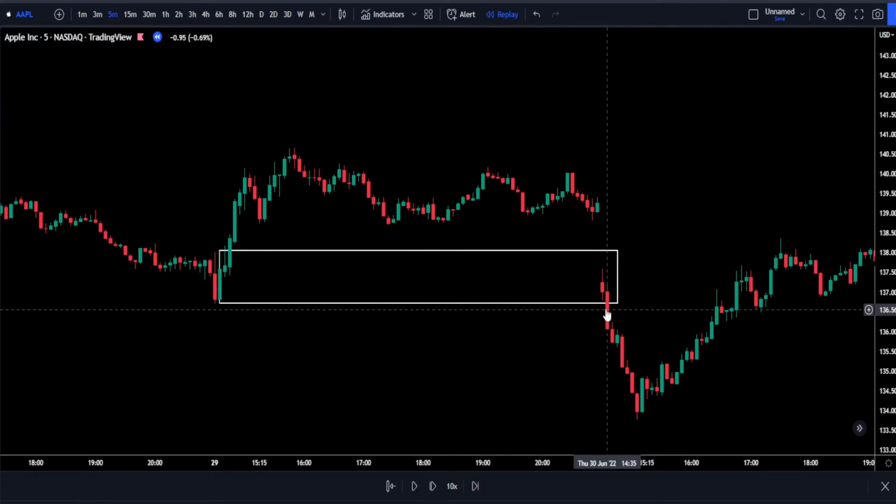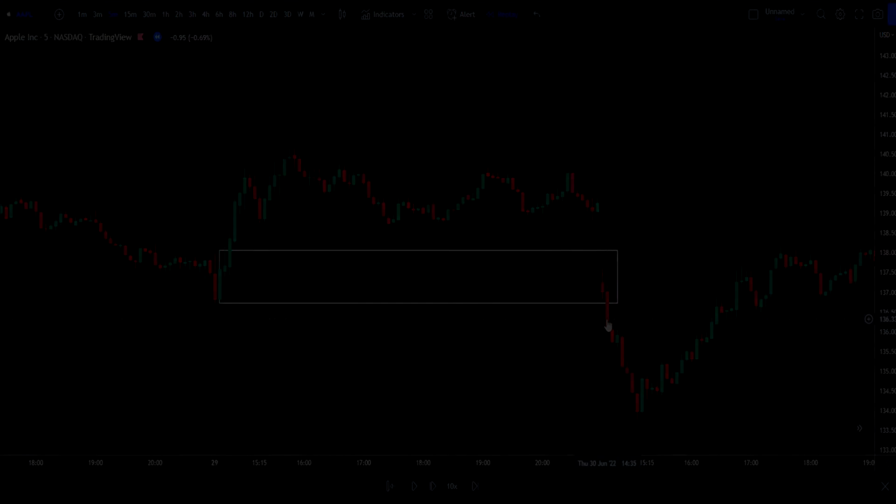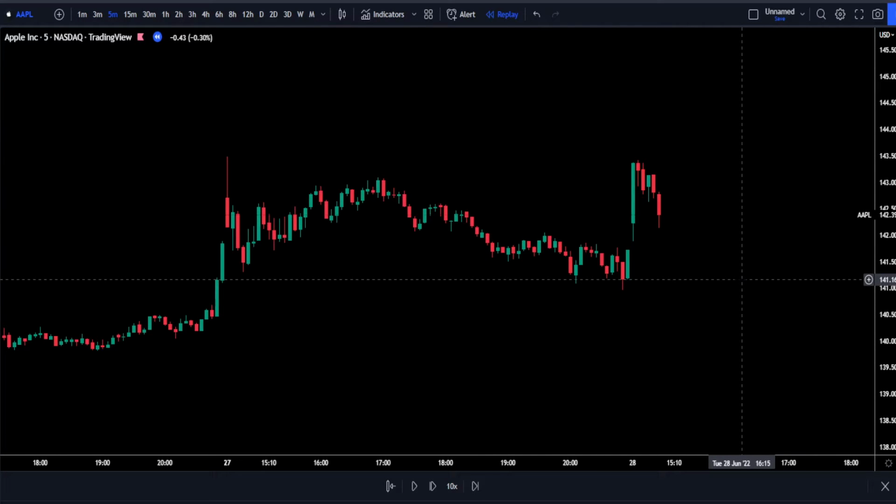By the way, if the price action closes below the demand zone, you do not take any long positions. All you do is simply wait for a new signal. Alright, now let's understand the short positions.